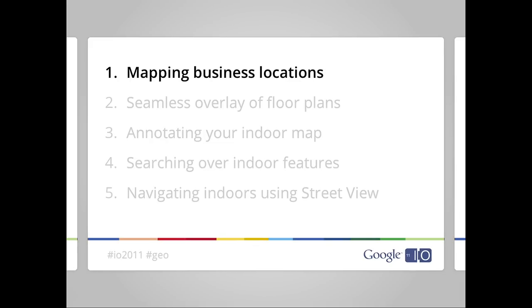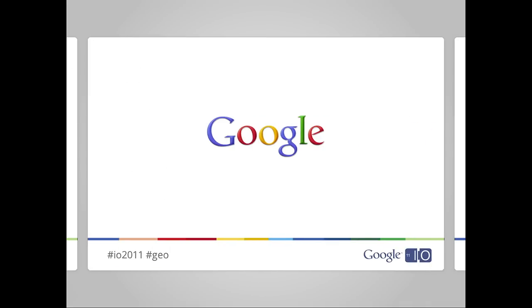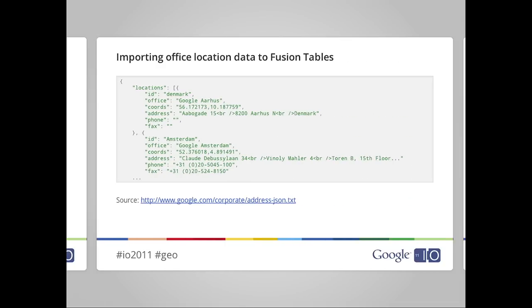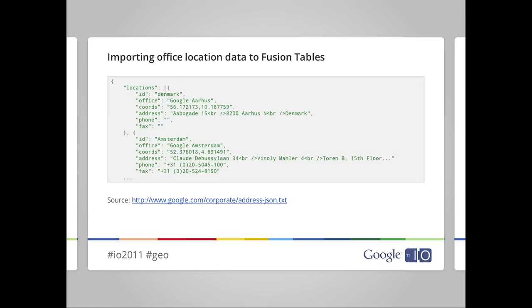So first of all, mapping business locations. For the purpose of this talk, we're going to use a case study, and that's going to be Google. So basically, we're going to map all of Google's office locations around the world. So the first thing I did was I went to Google's corporate website, and luckily I found this JSON feed of all the offices, all of Google's offices. So basically, it's an array with details about each office, the office name, latitude and longitude, the precise location, a nice address for formatting, and a phone and fax number in some cases.